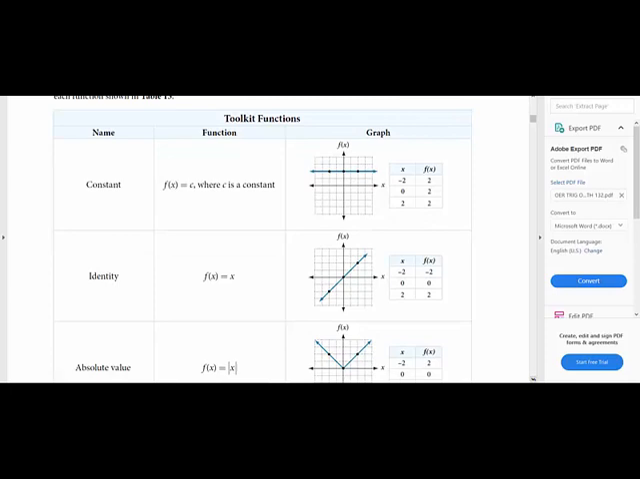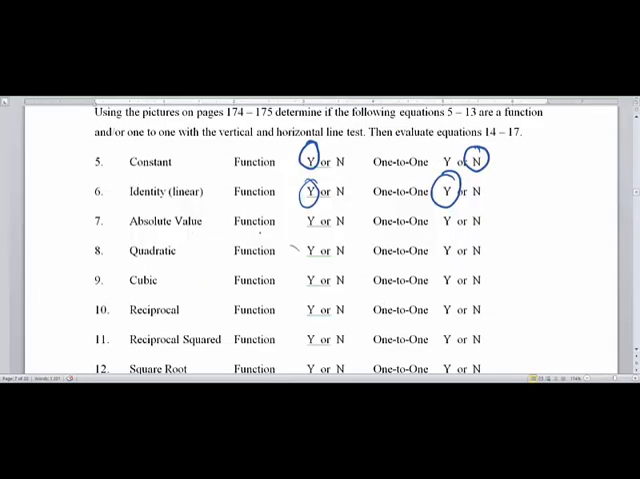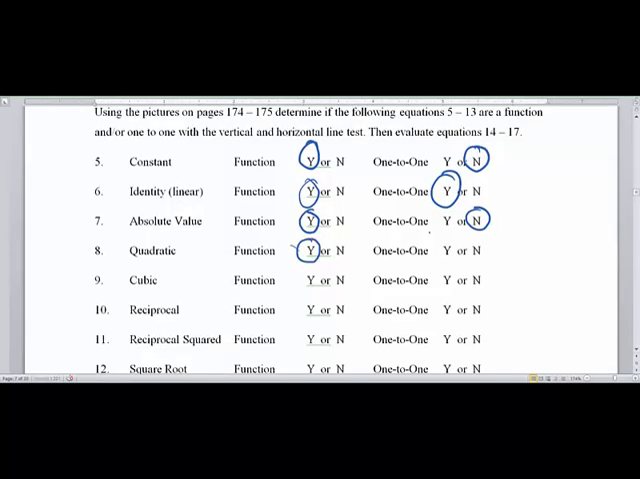Okay, let's scroll down gently here for the absolute value function. You can see how it's created by every value of x being rendered as a positive value of y. Positive values of x just stay positive. So there are absolutely no negative values of y here in an absolute value function. So this passes the vertical line test, does not pass the horizontal line test. So the absolute value is a function. It is not one-to-one. Quadratic passes the vertical line test, does not pass the horizontal line test. So again, function, not one-to-one.